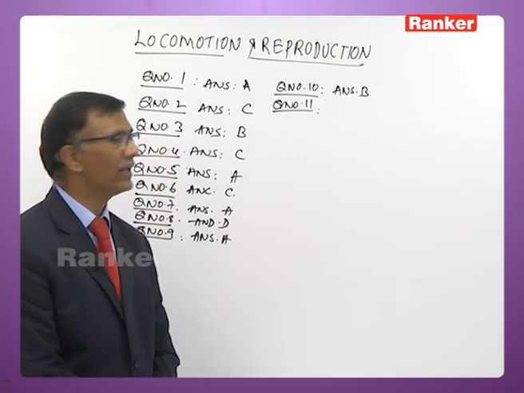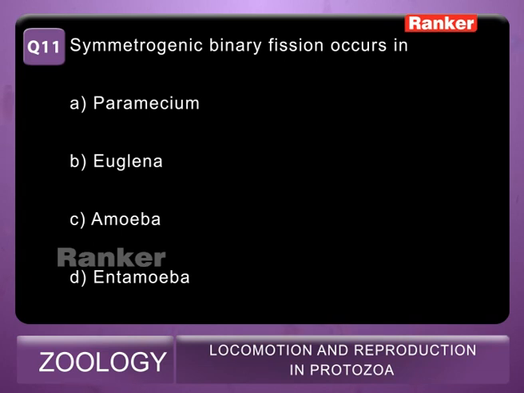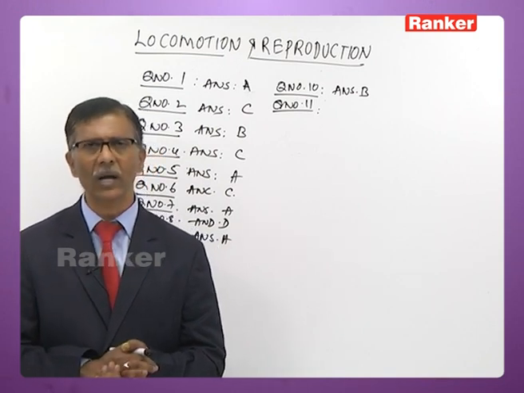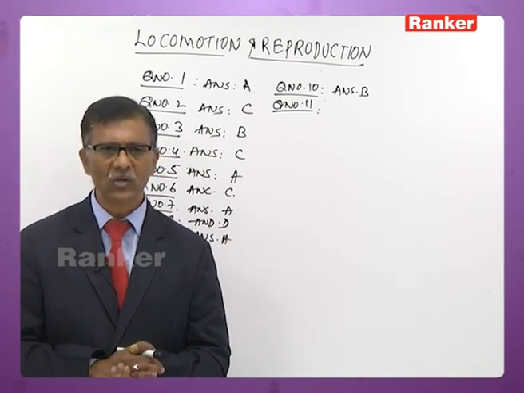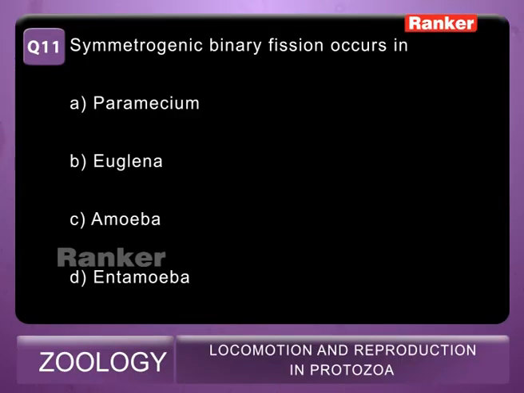Now question number 11 here now, I'll read out the question for you. Symmetrogenic binary fission occurs in. Now longitudinal binary fission is also called symmetrogenic binary fission because it results in formation of identical young ones. So options here are A. paramecium, B. euglena, C. amoeba, D. entamoeba. All flagellates reproduce by longitudinal binary fission, which is also called symmetrogenic binary fission. So among these, the flagellate is euglena. So for 11th question, correct answer is B.